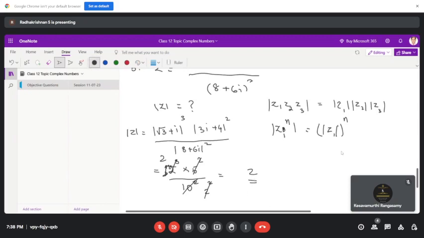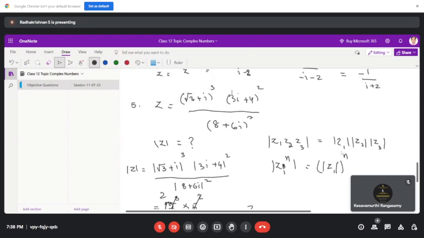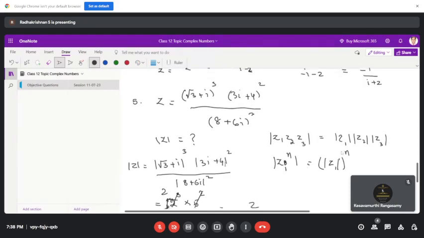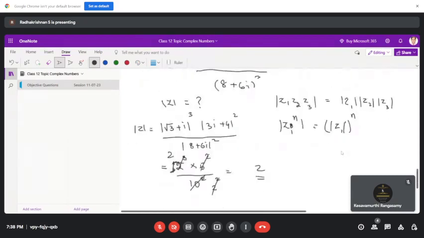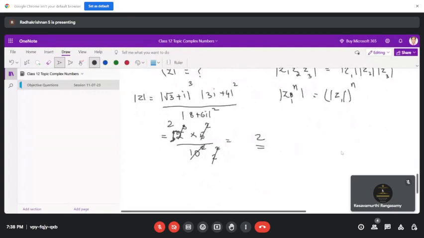Is there an option 2? Yes, sir. Okay, so that's all. So for problems involving mod and conjugates, you'll have to use these kinds of transformations. There are many problems like that.